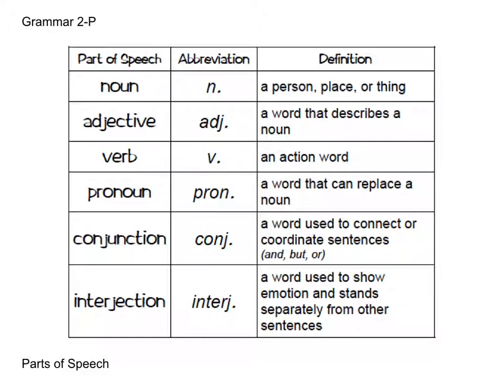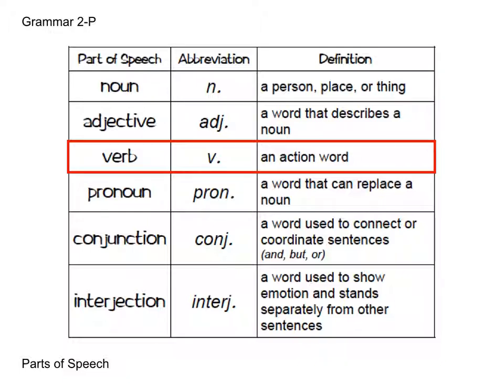Now we're going to go over parts of speech and how to dissect a sentence to determine which word in the sentence is which part of speech. So here we're going to go through this little table. Notice that each part of speech has its abbreviation given. So here we have noun with its abbreviation, and that means a person, place, or thing. An adjective is a word that describes a noun.